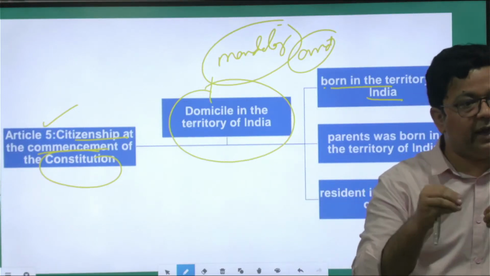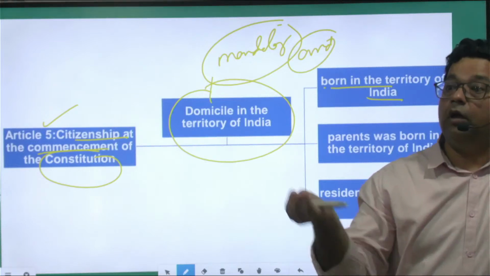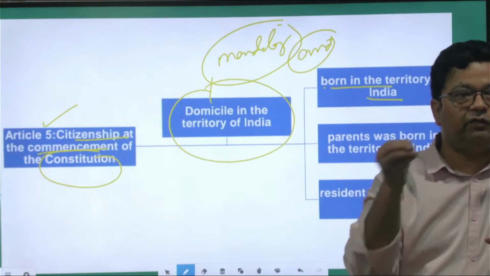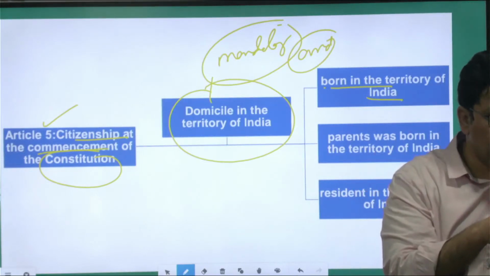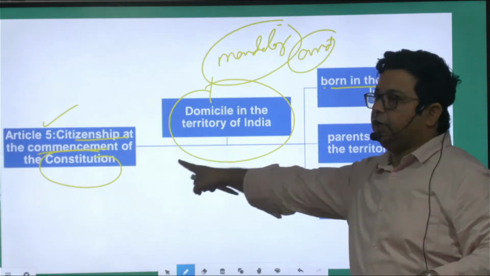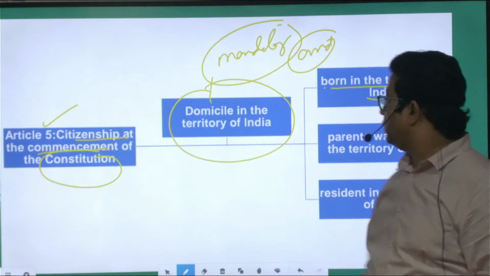So whether their parent is currently residing in India or not has nothing to do with it. Whether their parent is an Indian citizen also has nothing to do with it. If the person is residing in India and born in India, he is considered a citizen of India at the commencement of the Constitution.